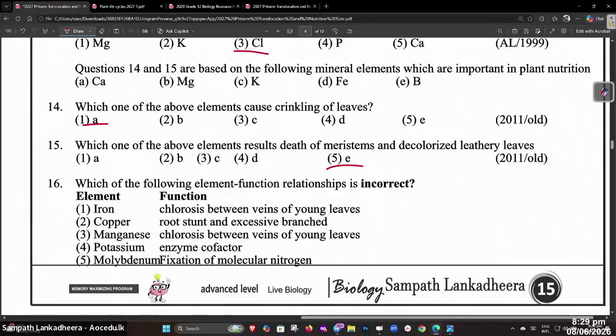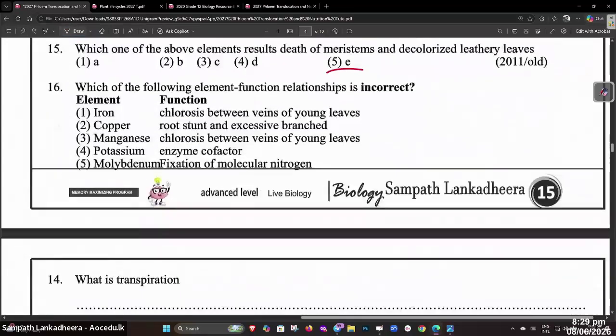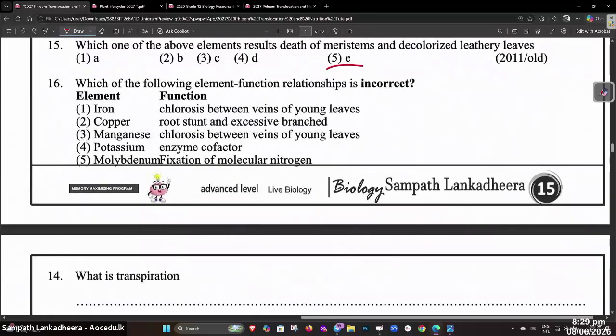Question number 16, people, which of the following element function relationship is incorrect? Can you find me the answer for question number 16? Iron, chlorosis between veins of the young leaves. Copper, root stunt and excessive branching. Manganese, chlorosis between veins of the young leaves. Potassium, enzyme cofactor. Molybdenum, fixation of molecular nitrogen.